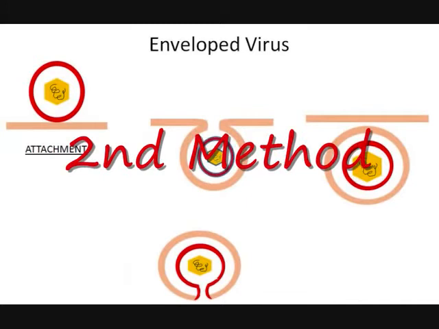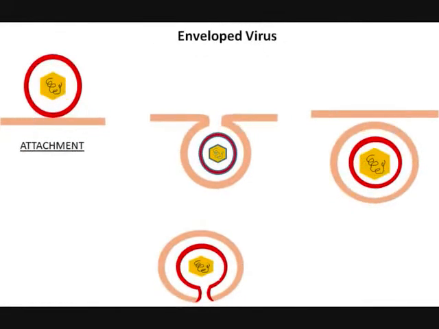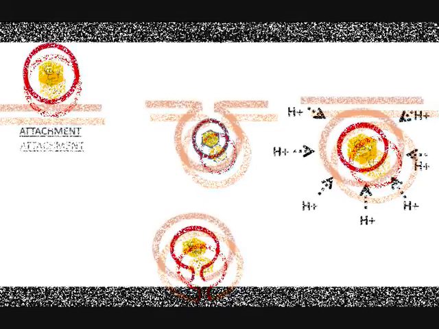The second method involves the endocytosis of a virus. Endocytosis is a process that involves the internalization of a plasma membrane in the form of a vesicle, enclosing the material to be taken in. What happens is that the plasma membrane deepens gradually until a vesicle is created.